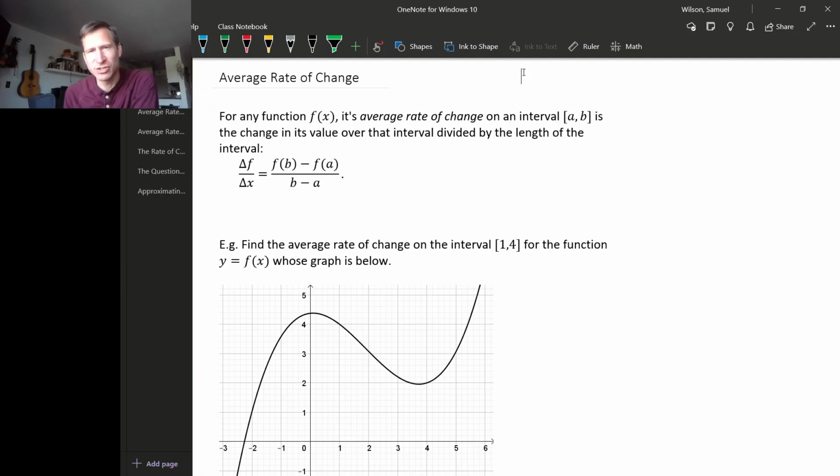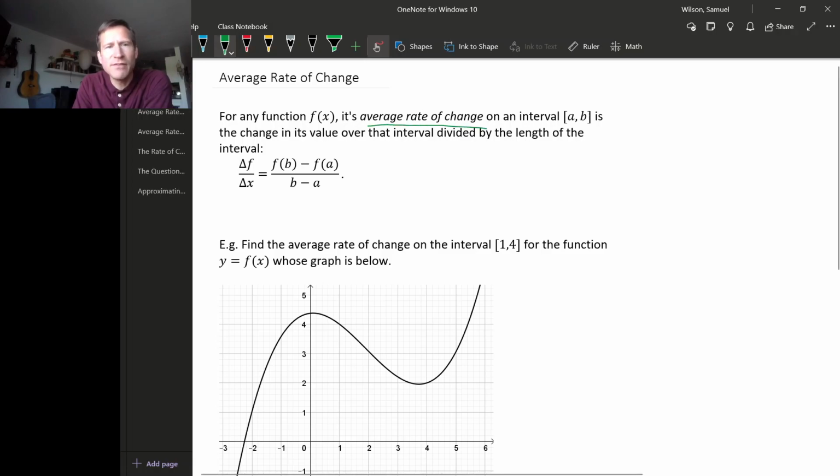In many situations, we'll want to measure how fast a quantity is changing. And a very common way to do that is by calculating the average rate of change of a quantity. So if we have this function f of x and we want to know how fast it's changing, we have to have some idea of what range of x values we're talking about. So suppose that we want to measure the rate of change of this function over an interval from x equals a to x equals b.